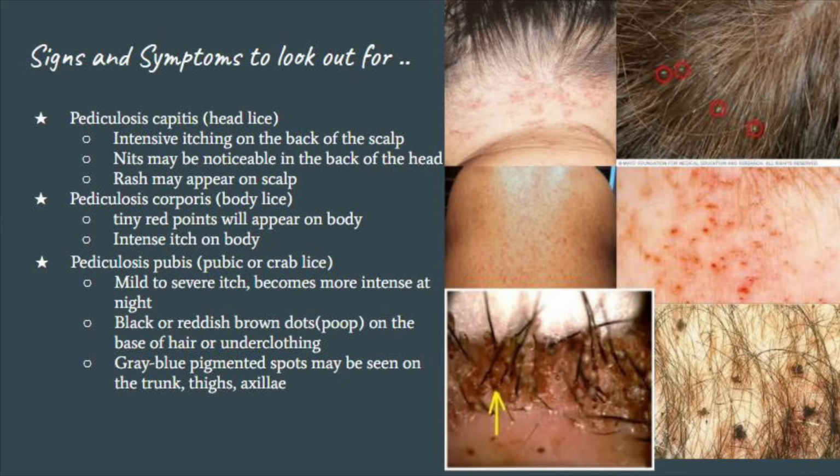However, it might become more intense at night. You might also see black or reddish brown dots, which is their poop. This can be seen on the base of our hair or under clothing. You might also see gray, blue pigmented spots on the trunk, thighs, or armpits. This is a result of the lice saliva coming in contact with the bilirubin in our body.